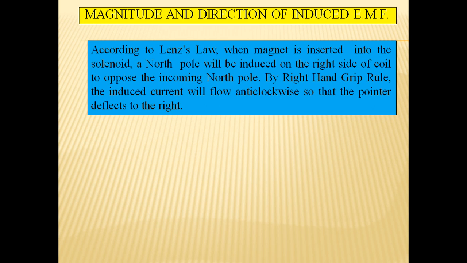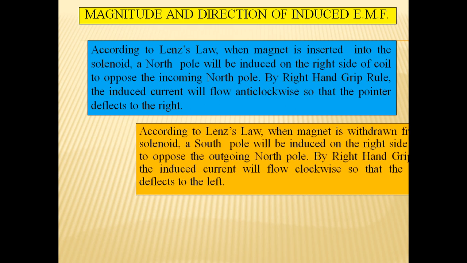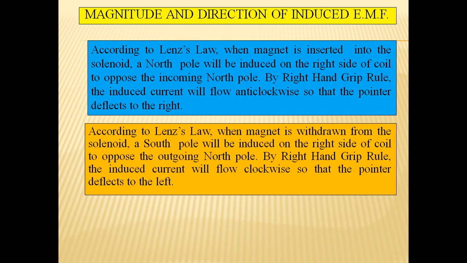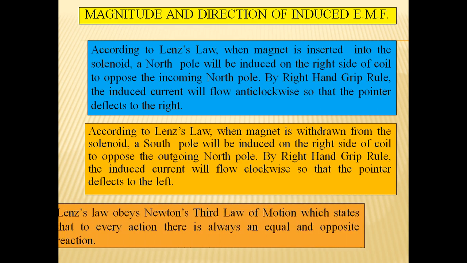By the right-hand grip rule, the induced current will flow anti-clockwise so that the pointer deflects to the right. According to Lenz's law, when the magnet is withdrawn from the solenoid, a south pole will be induced on the right side of the coil to oppose the outgoing north pole. By the right-hand grip rule, the induced current will flow clockwise so that the pointer deflects to the left.